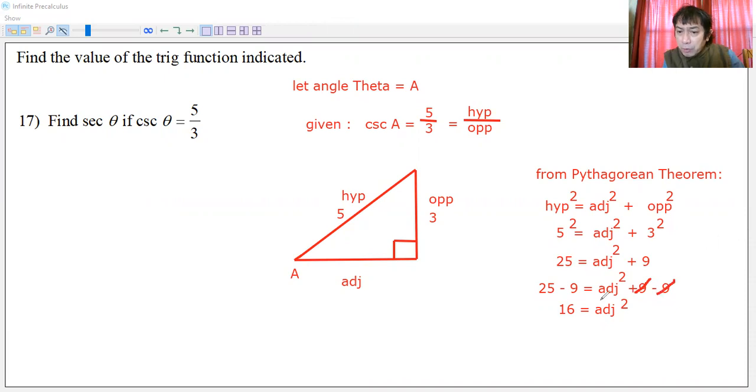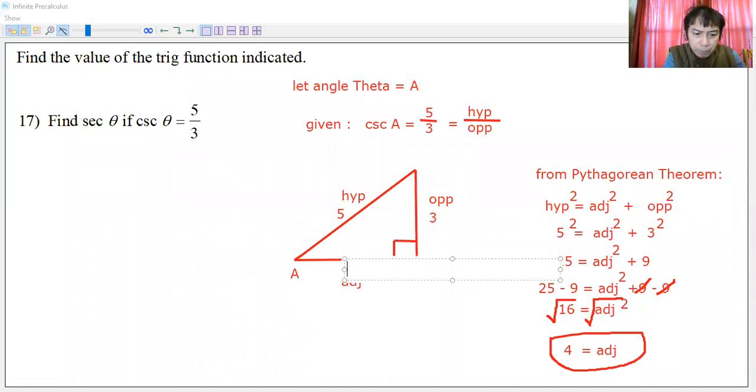So taking the square root of both sides, we have the square root here and the square root here. All right, and so the square root of 16 is 4, and the adjacent side is the adjacent side. And so we have the third side, which is 4. So this means this is 4 over here.